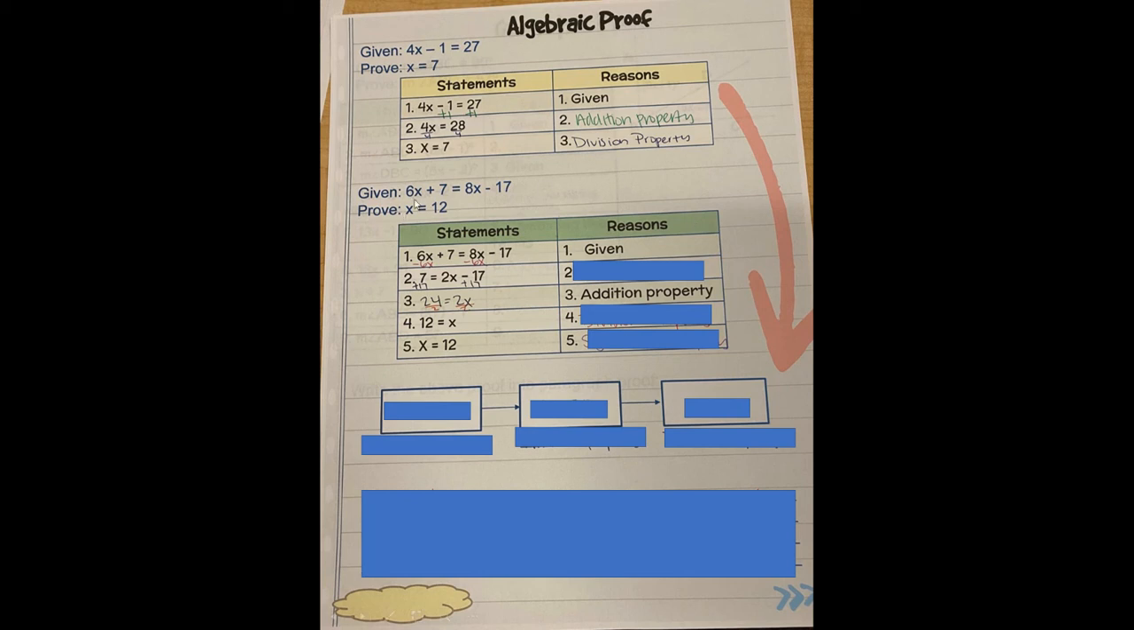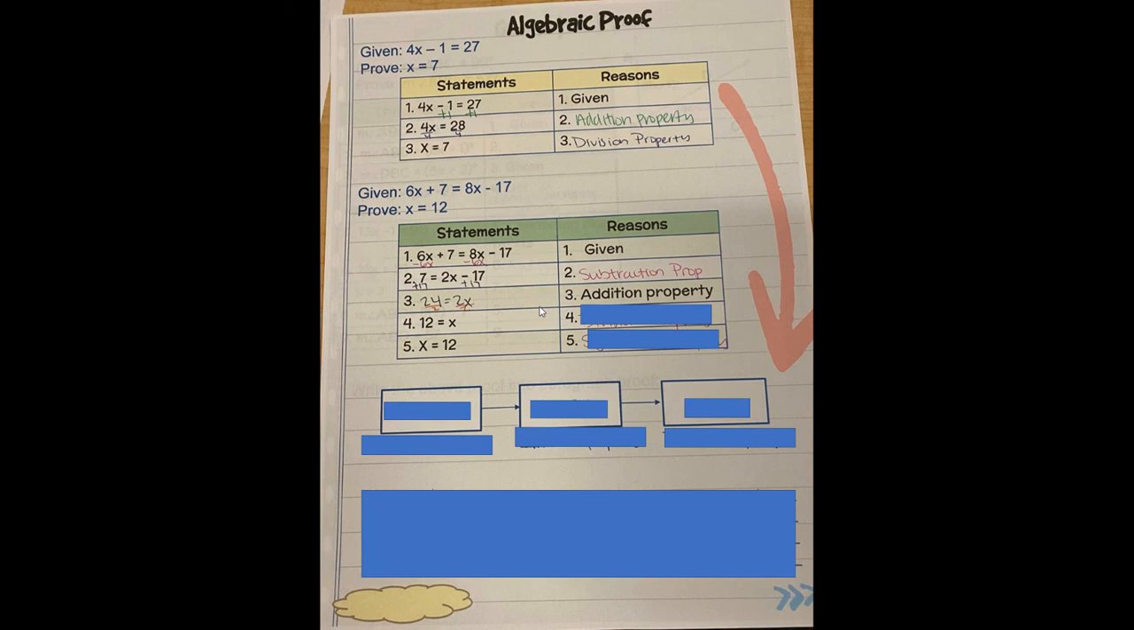Looking at the second one, 6x plus 7 equals 8x minus 17. That's what we're given, and we're asked to prove that x equals 12. Remember, number 1 is always our given statement, so given, here's our equation. What would be the first thing to do to solve for x? We want to get all of our x's on one side, so we subtract 6x from both sides. That's our subtraction property, and we're left with 7 equals 2x minus 17.